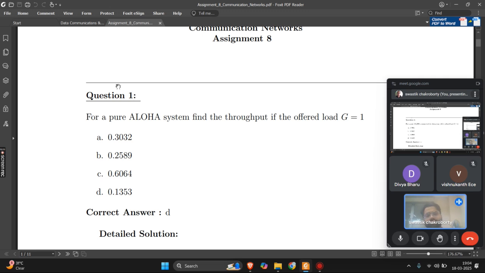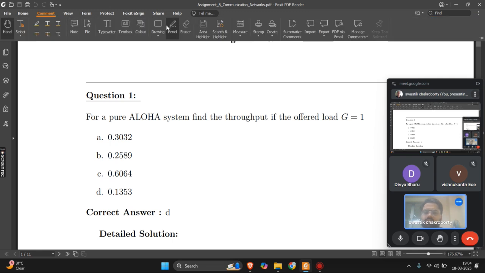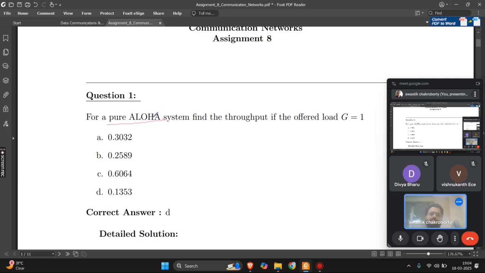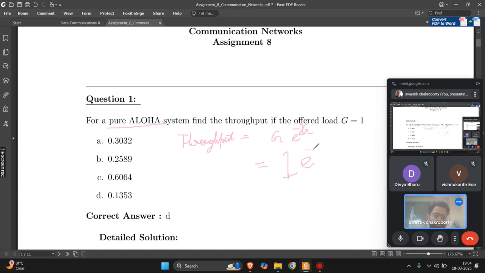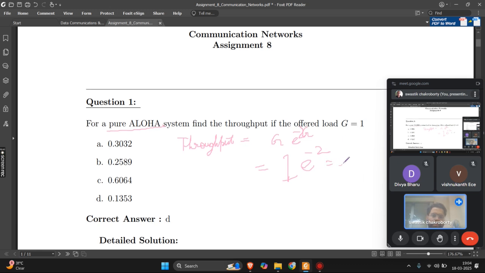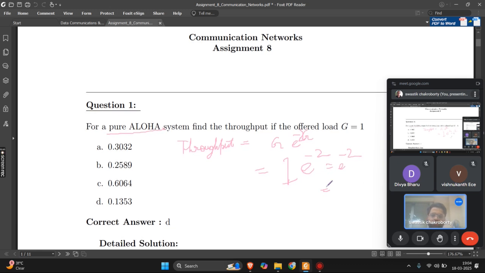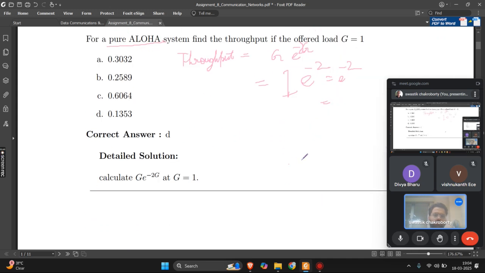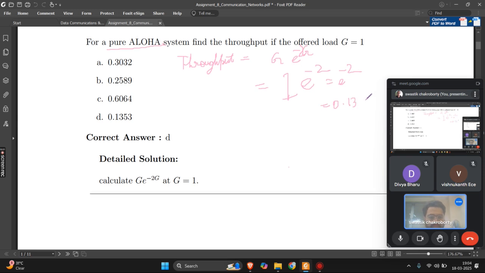So what is the throughput for a pure ALOHA system? Throughput is G e to the power minus 2G. So 1 into e to the power minus 2. So e to the power minus 2 is 0.1353.